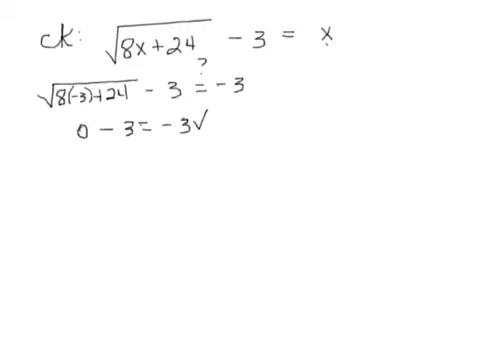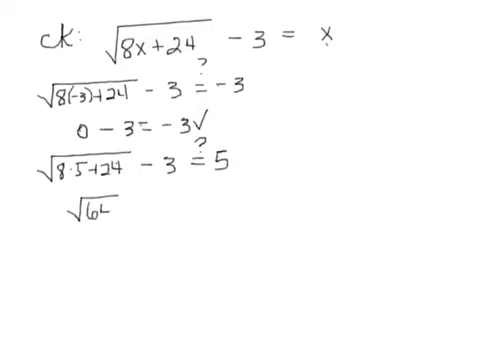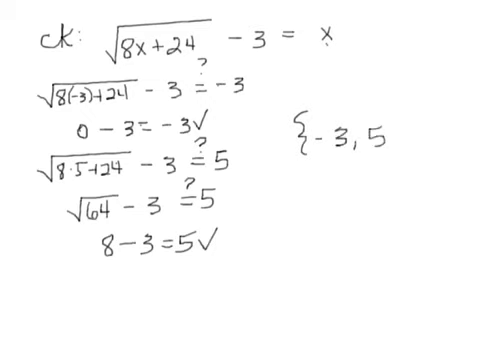So we need to check the 5. So we have 8 times 5 plus 24 minus 3, is that equal to 5? So 40 plus 24, square root of 64, minus 3, is that equal to 5? And what we have is 8 minus 3 is equal to 5, and it checks. So we have two answers, negative 3 and 5. So don't forget to factor if that's what it's asking for.